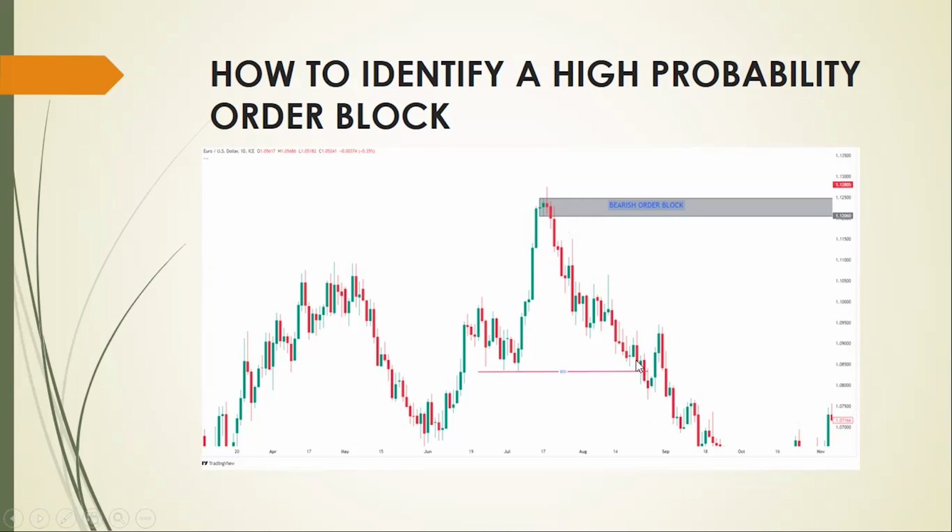Then number two, we can identify the market structure. The market is creating a series of lower lows and lower highs, so it's in a downtrend. And then we mark or identify the order block, and that is the last bullish candle. In this scenario, this is the last bullish candle, and we mark that as our order block.